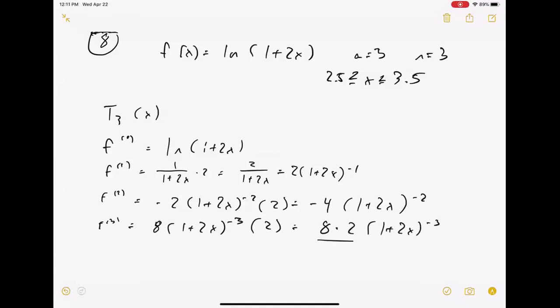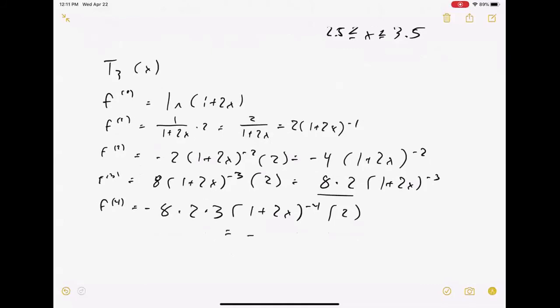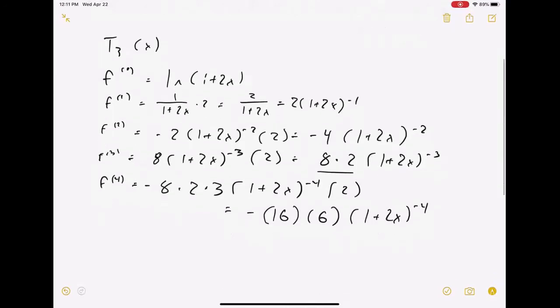I'm going to leave these apart for now. And then F4, let's do a couple more derivatives just so we can make sure we can spot any pattern that pops up. Pull the negative out front. Okay, that should be enough.